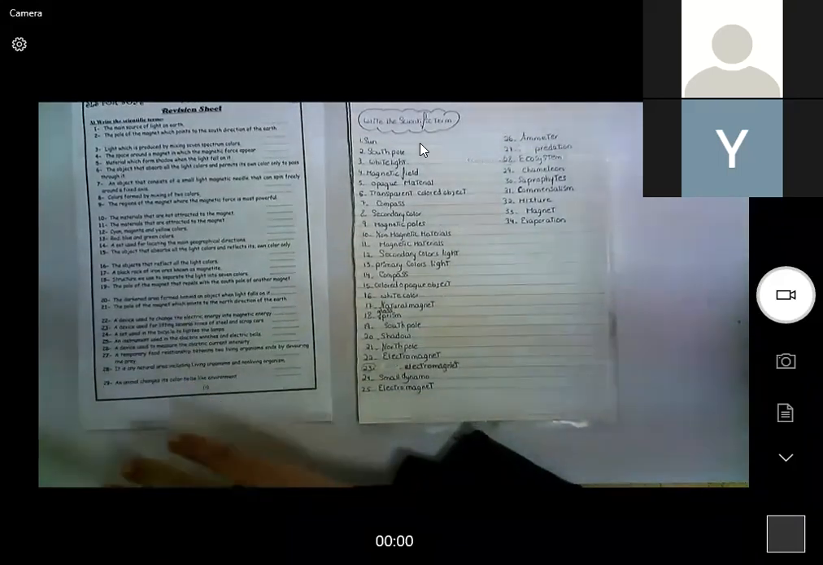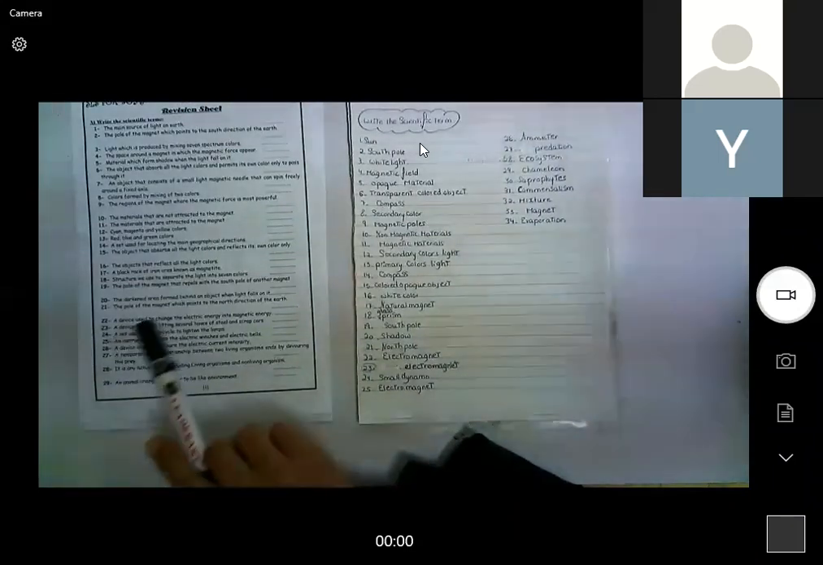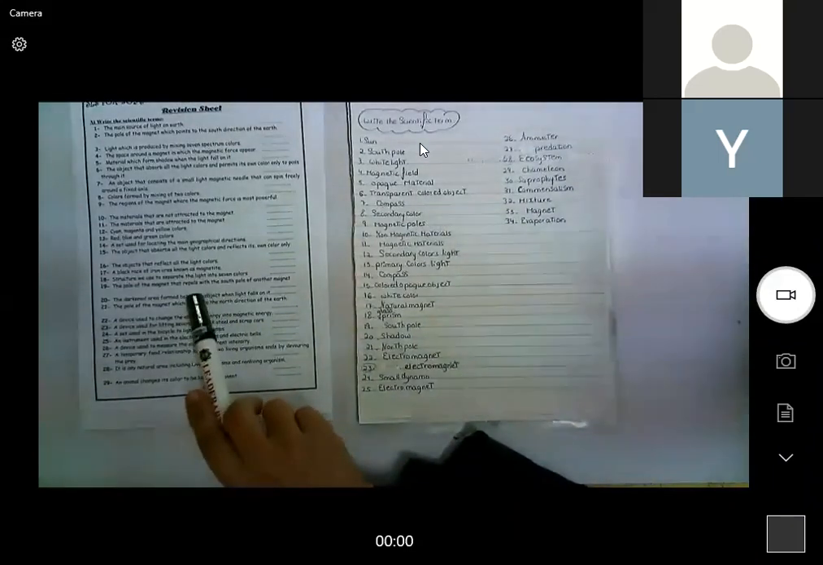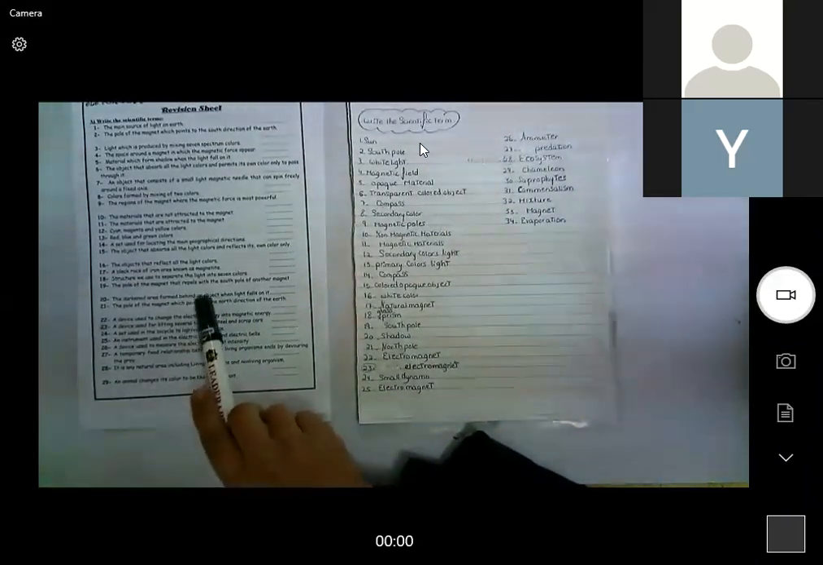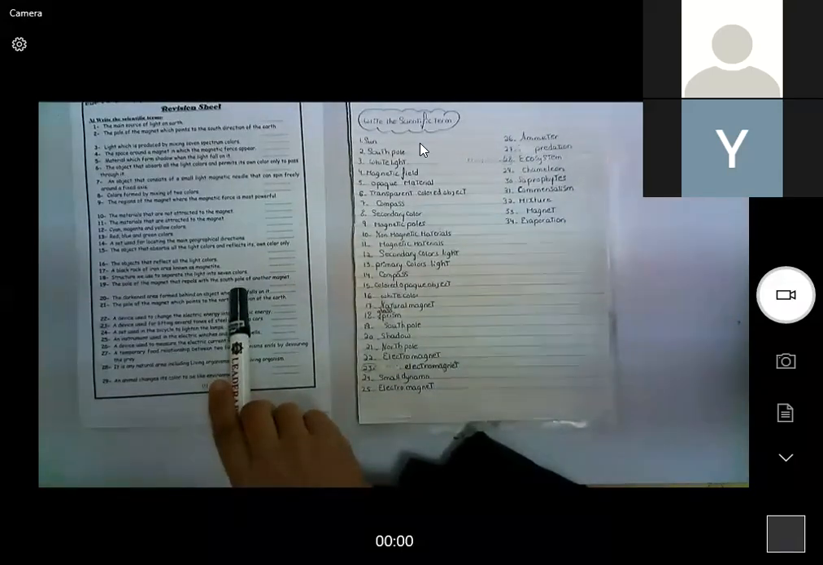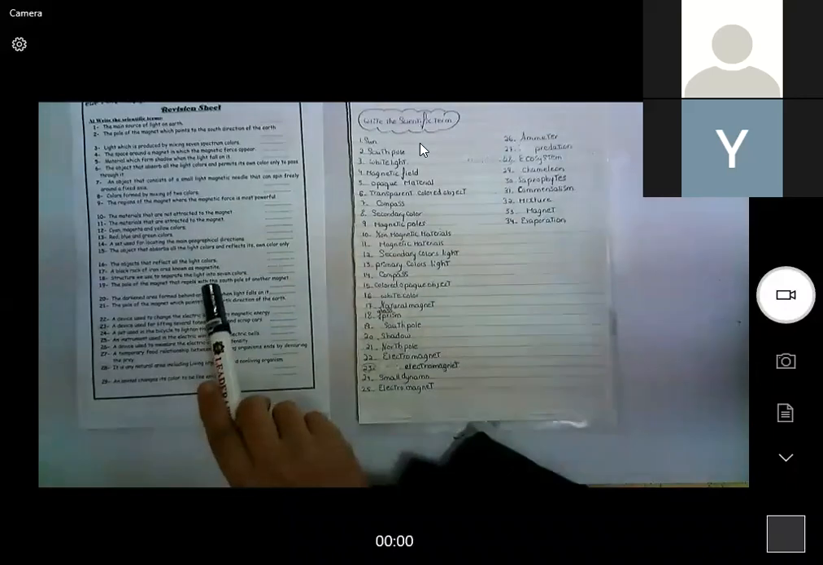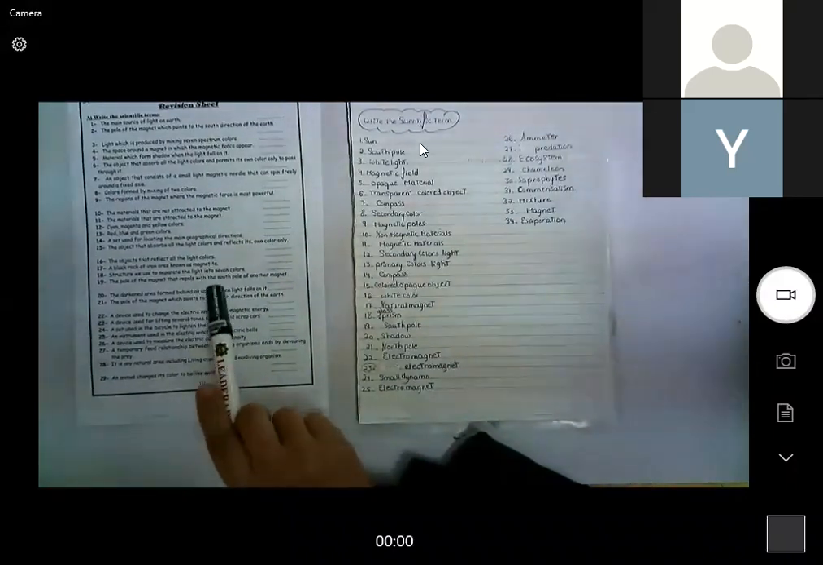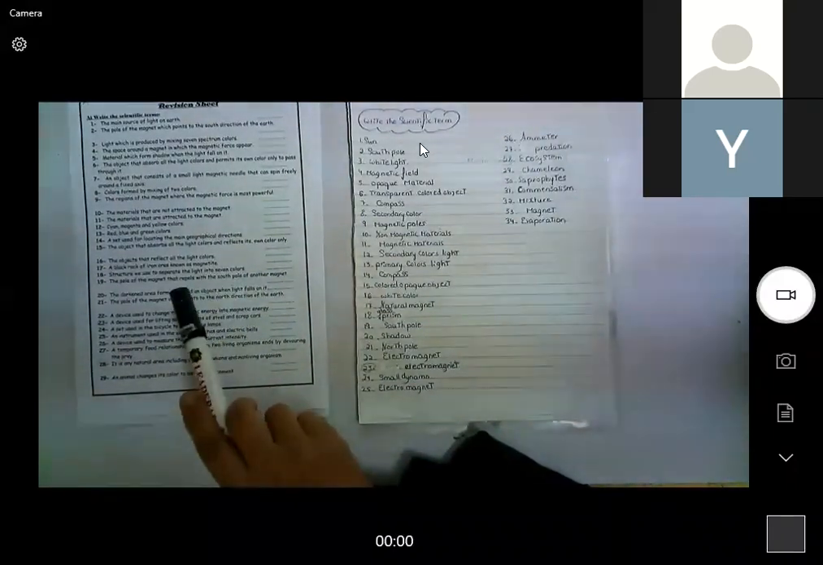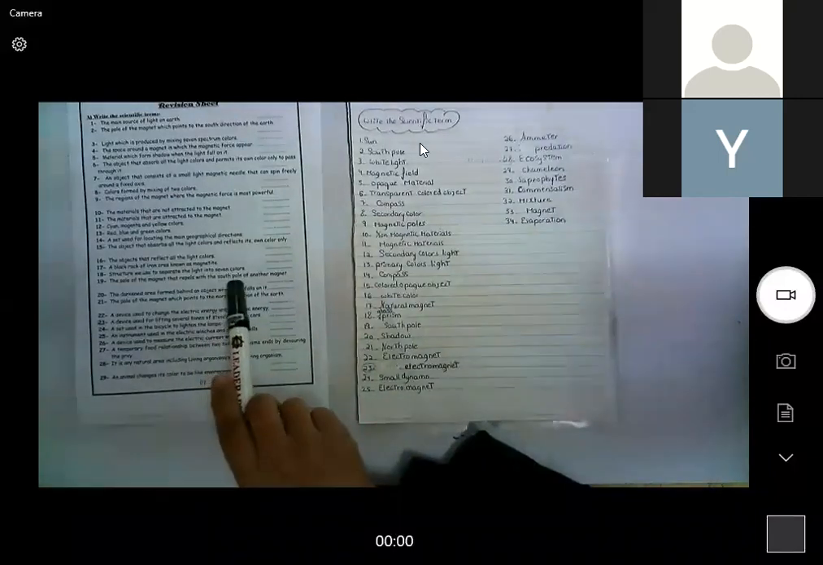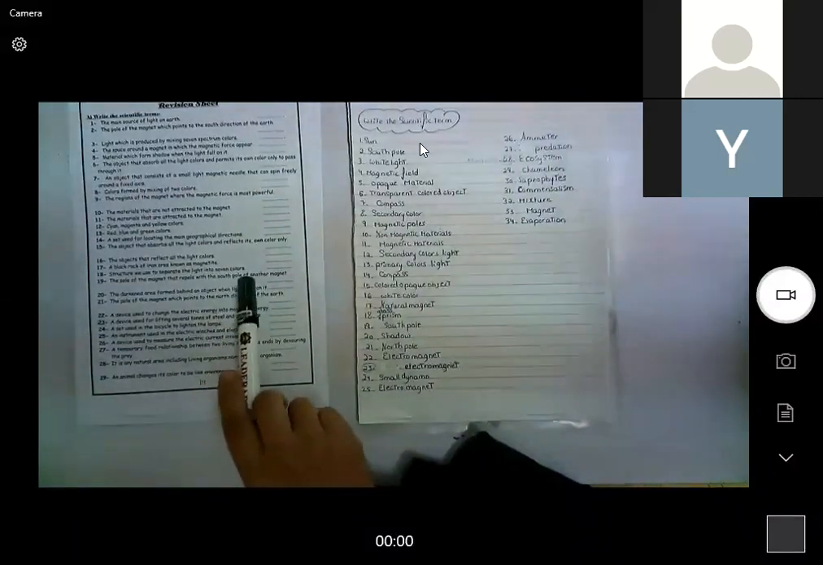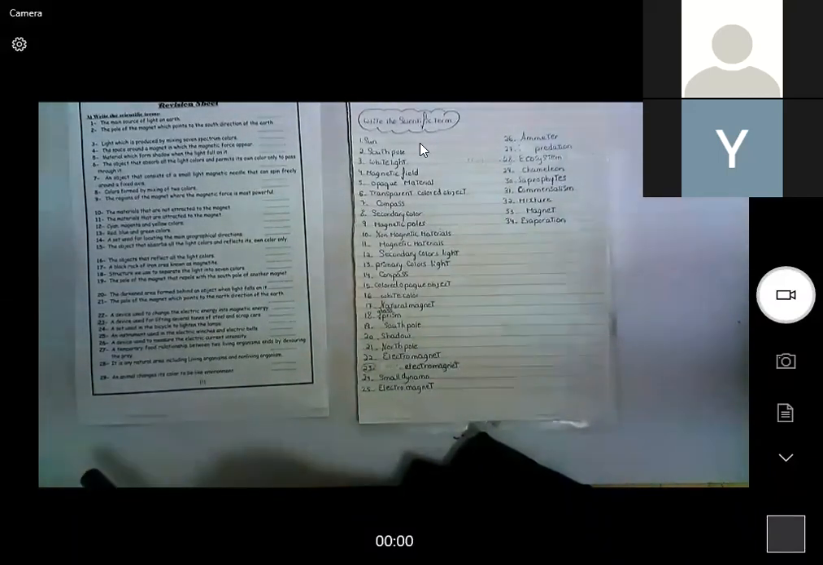Number 19, the poles of the magnet that repel. Repel means hit each other. When they hit each other, it's called repel. What is the repel? South with south. When they are similar, south and south, they hit each other, they repel. But if they are different, south and north, they will attract. Similar poles repel, different poles attract.